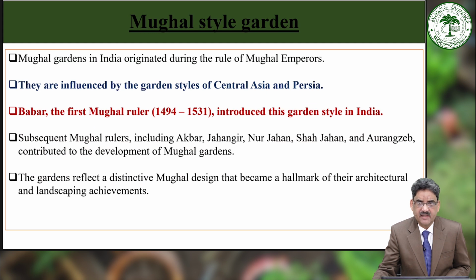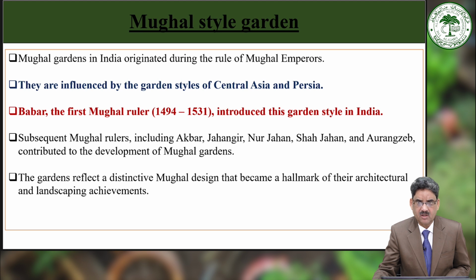The initial example of formal style garden is basically represented by Mughal style gardens. Mughal gardens in India trace their origins to the reign of Mughal emperors and draw inspiration from the garden styles of Central Asia and Persia.